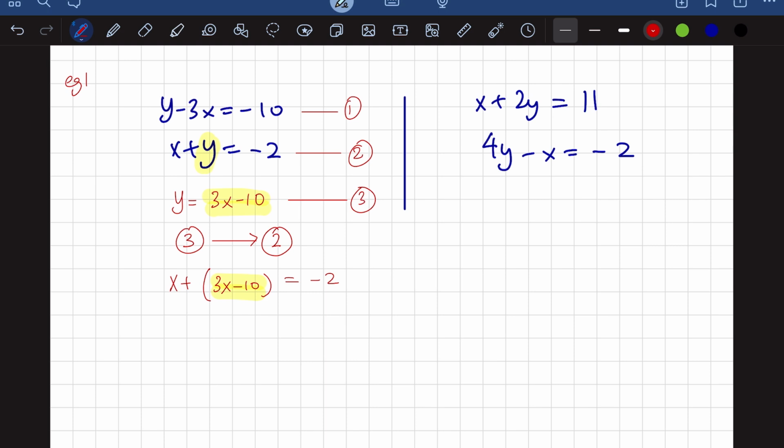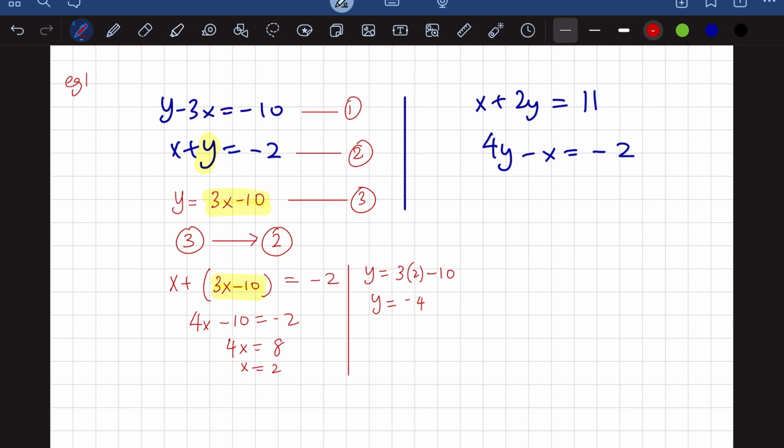From there, I'm going to expand out the bracket and solve for x. So 4x minus 10 equals negative 2. So 4x equals 8, and x equals 2. Now, this should help me to find my y, so I'm going to substitute into equation 3. So y equals 3 times 2 minus 10. So y equals 6 minus 10, so negative 4.